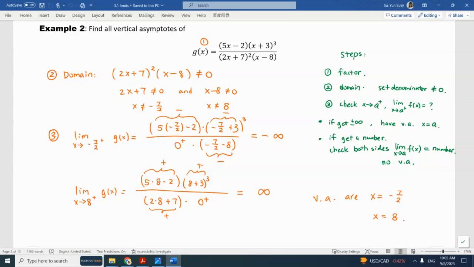And we do the same thing here. x goes to 8 from the right. Then the corresponding factor is x minus 8, and x minus 8 goes to 0 plus. And we plug in 8 into the other factors to realize all of them are positive. So that's why we get positive infinity. So that's why we have 2 vertical asymptotes. Both of them are vertical asymptotes.